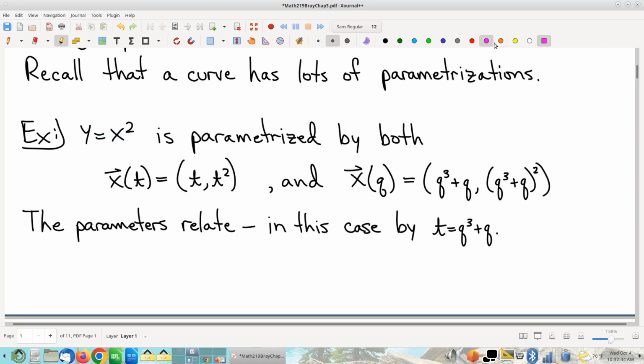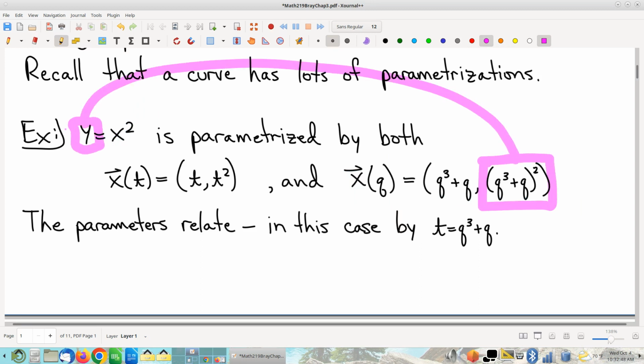Totally works, because after all, this y here is indeed the square of this x right here. Y is x squared. So this is tracing out the exact same curve. Totally different parameterization. Is everybody with me?